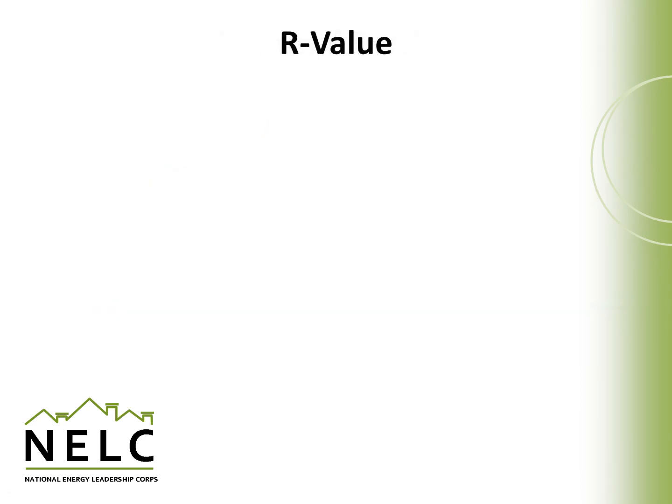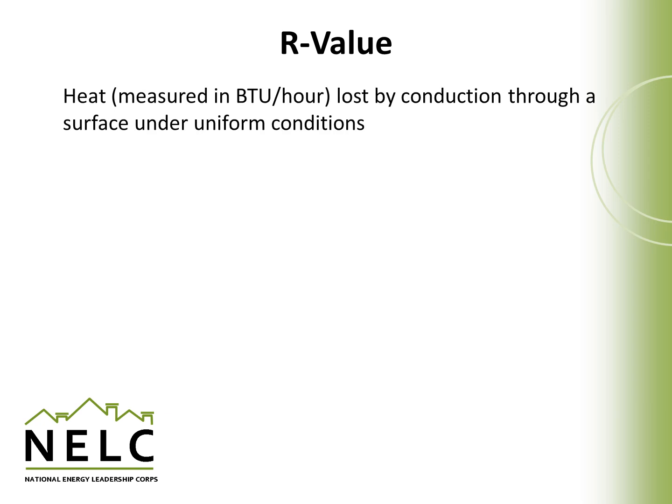R value is another important term that we use to assess the relative insulating value of different materials. An important thing that we would like to know about a particular wall surface or roof surface is how much heat is lost through that surface per hour through conduction. And the R value is an assessment of how much heat would be lost under some uniform conditions.